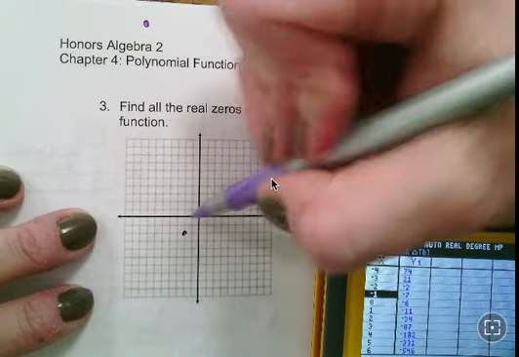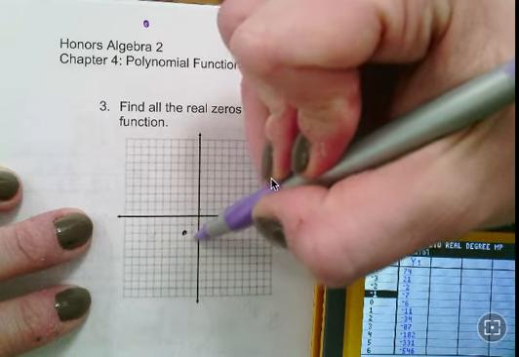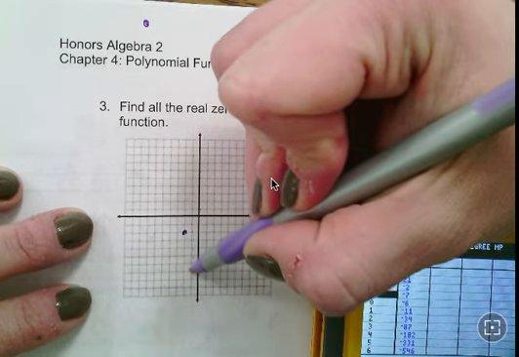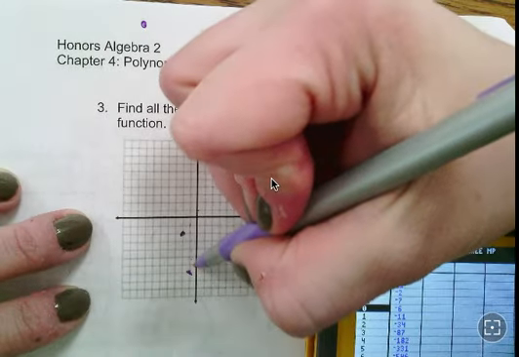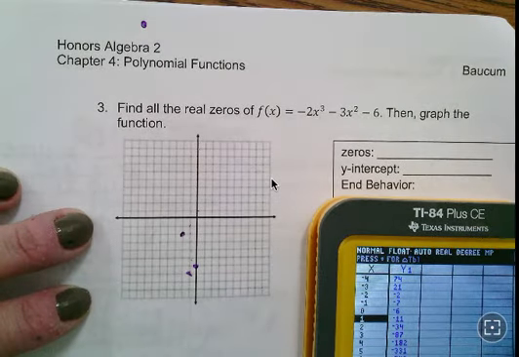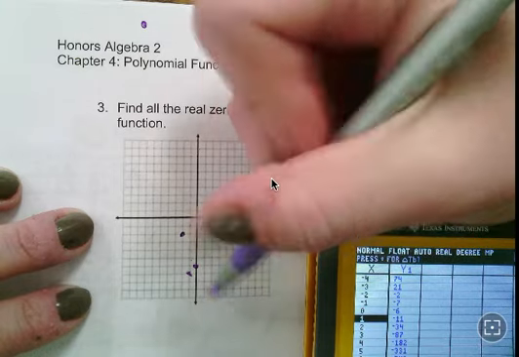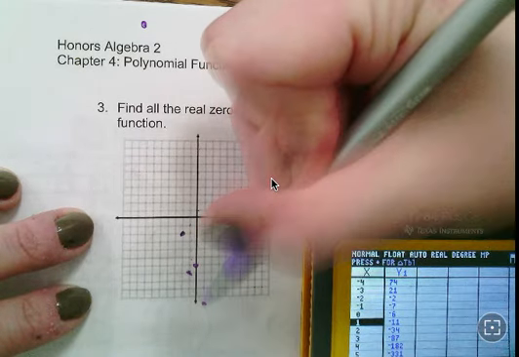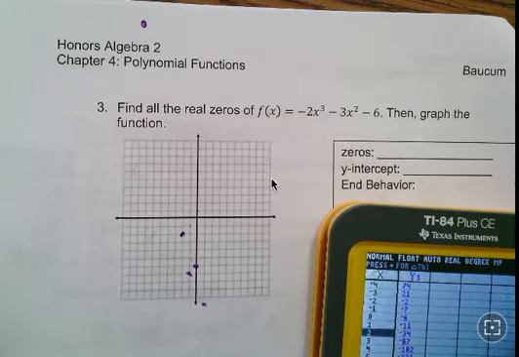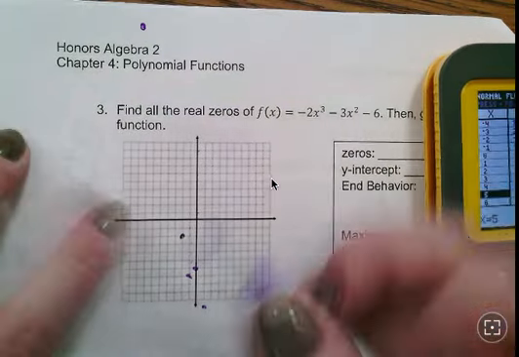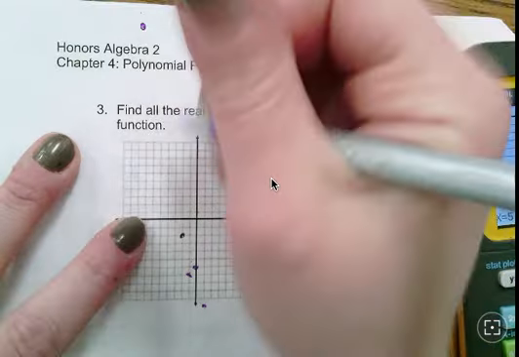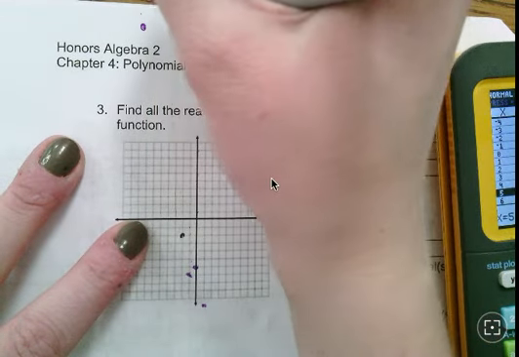Negative 1, negative 7. So 1, 2, 3, 4, 5, 6, 7. And then 0, negative 6. 1, negative 11, which is like right there. And then the next, then it just keeps going down and down and down even further, okay? So this is going to look something like this. So it's actually like right there.